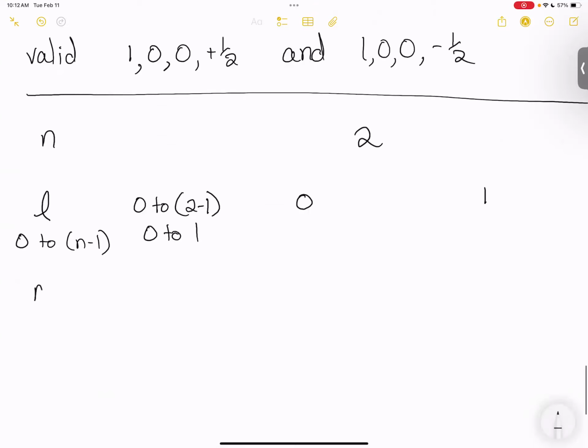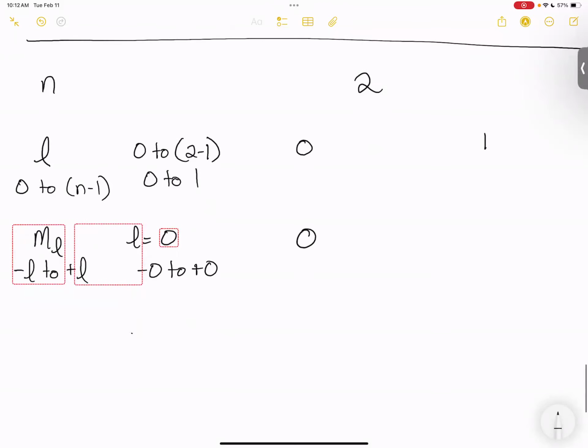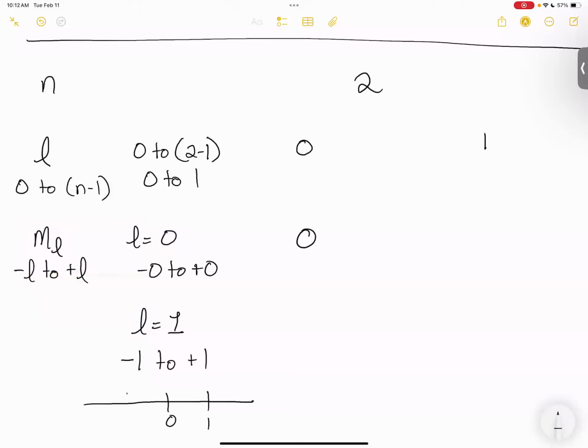Now, m sub l is a negative l to a plus l. If l is equal to 0, then it's a negative 0 to a plus 0, or in other words, it's simply 0. But if l is equal to 1, then it is negative 1 to a plus 1. If we think about it on a number line, that means it can be a negative 1, a 0, or a 1.